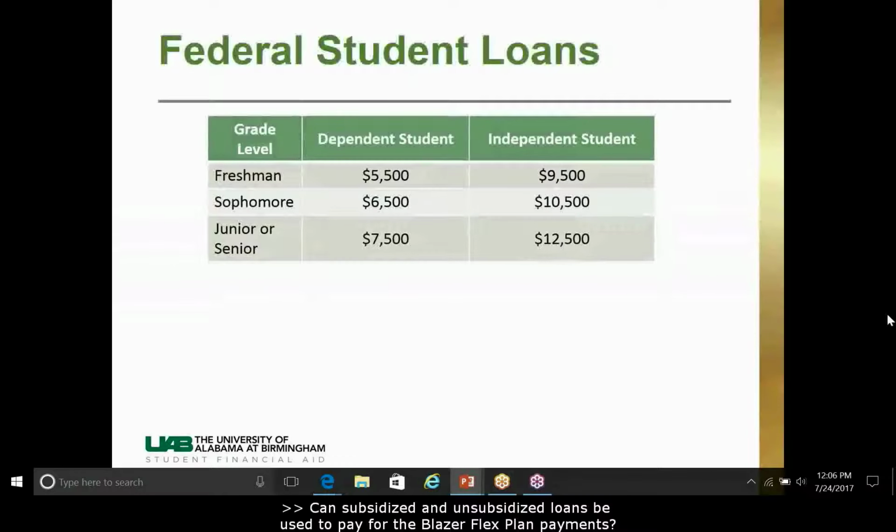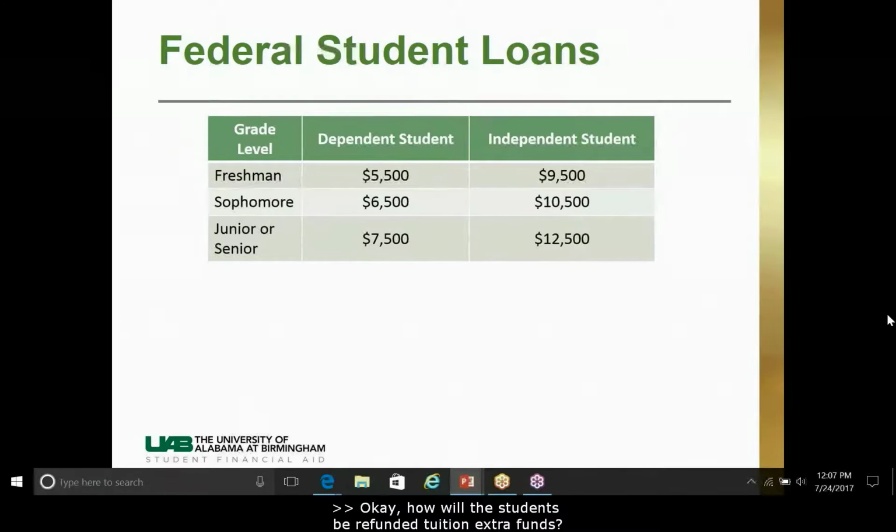Can the subsidized and unsubsidized loans be used to pay for the Blazer Flex Plan payments? Yes. When a loan is disbursed, it will cover any charges that are on the student's account. So if that's a Flex Plan fee or any other type of fee, it would be used to cover those.